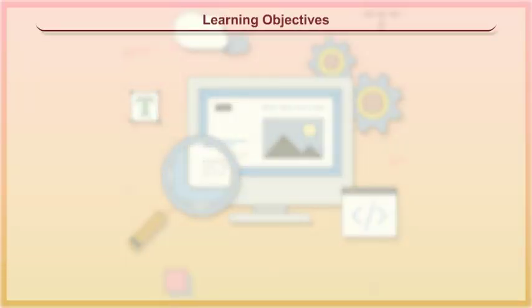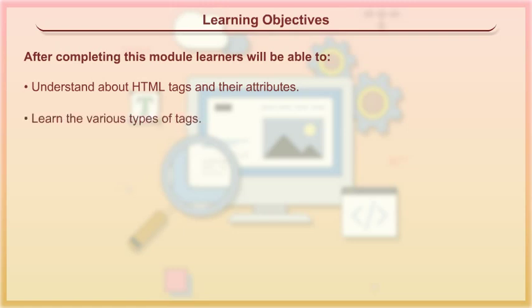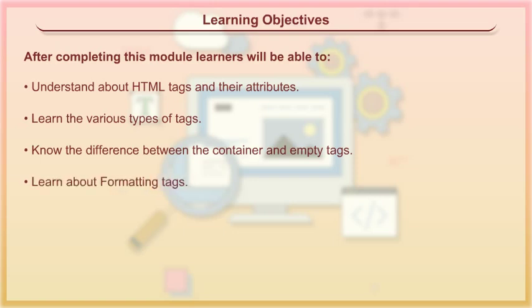Learning objectives. After completing this module, learners will be able to understand about HTML tags and their attributes. Learn the various types of tags. Know the difference between the container and empty tags. Learn about formatting tags. Learn various list tags.